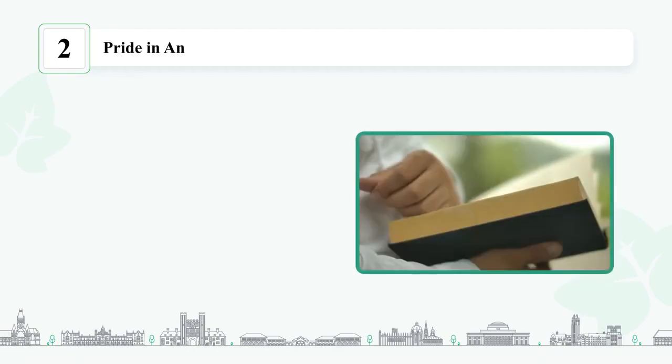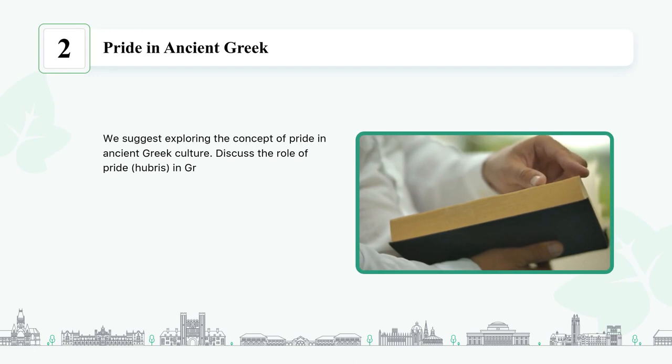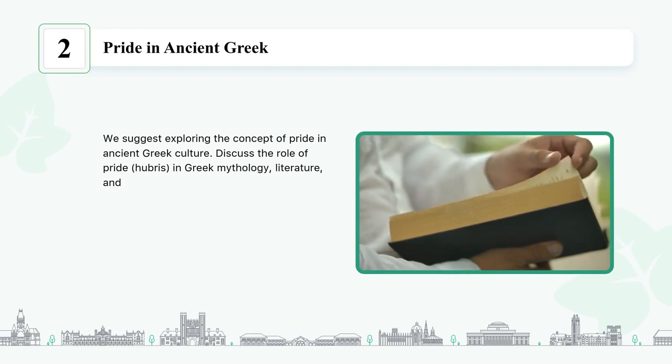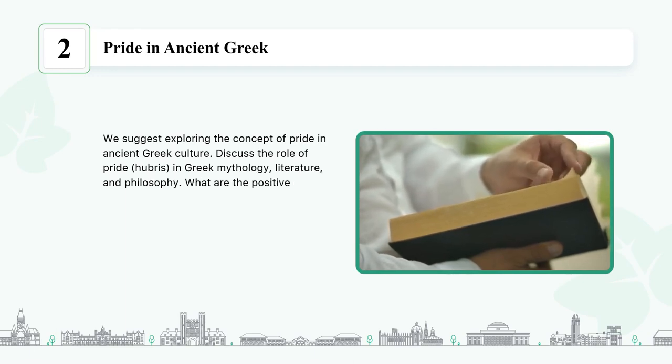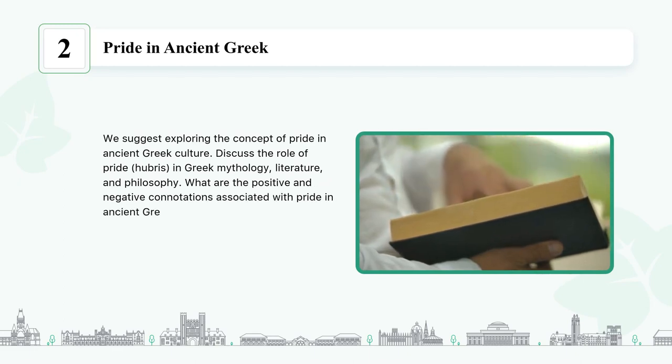Pride in ancient Greece. We suggest exploring the concept of pride in ancient Greek culture. Discuss the role of pride, hubris, in Greek mythology, literature, and philosophy. What are the positive and negative connotations associated with pride in ancient Greek society?